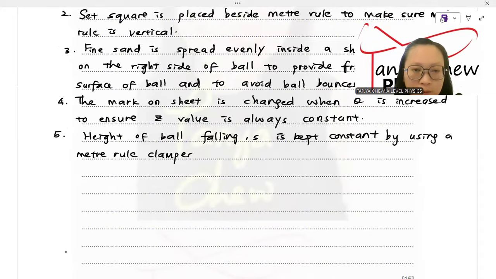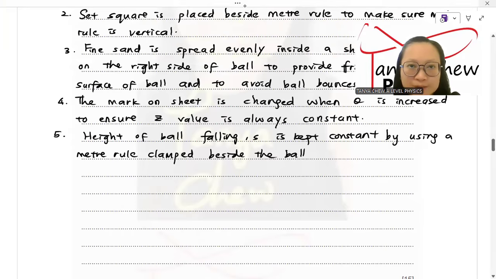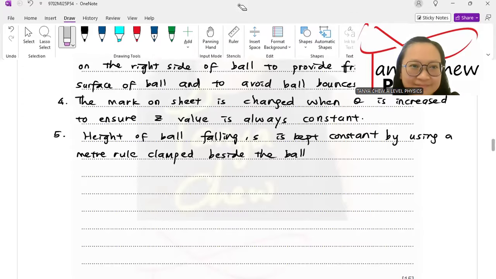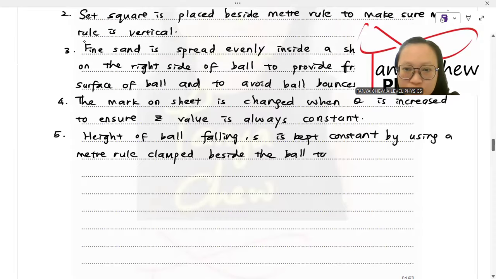Clamp beside the ball to ensure that the speed is always constant. Okay, to ensure V is constant.